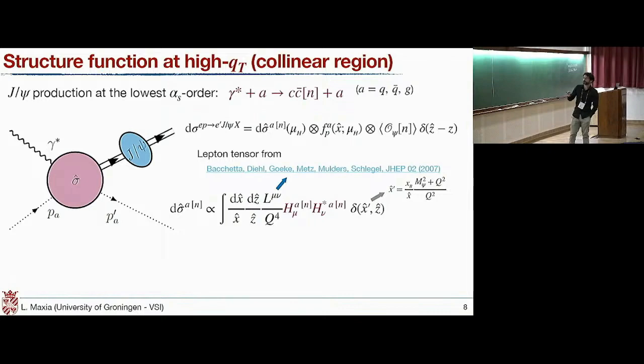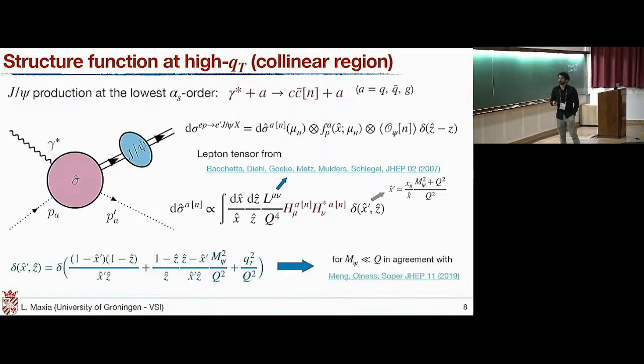The partonic hard amplitude is evaluated in such a way. So you have again the lepton tensor and some hadronic tensor. In particular, here you have a delta, which is the main point of the next few slides. A delta that is based on the momentum conservation that is given by this formula. So it's very similar to the light hadron series again, but with also the inclusion of the mass.